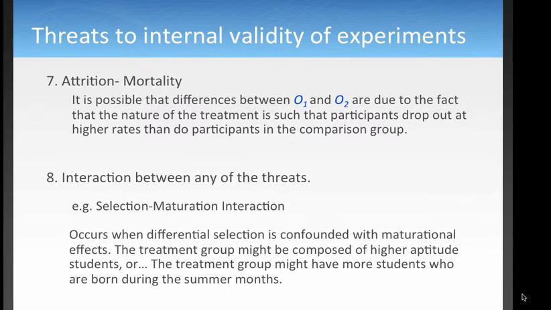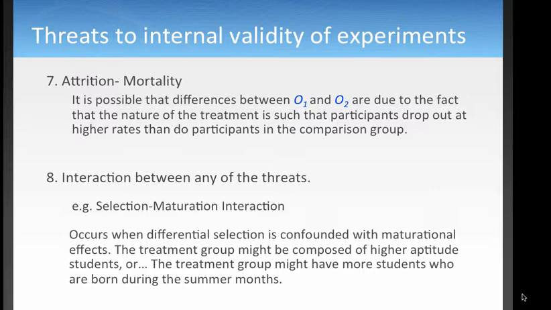Then attrition-mortality is when the group that is being tested at the beginning is not the same as at the end, because certain people drop out of your control group. For example, if you do a study in schools, maybe some children move, and therefore your sample is different at the end of the study than at the beginning.